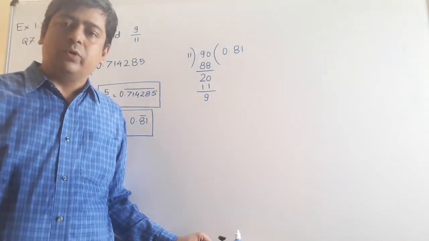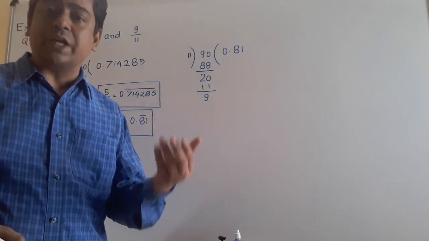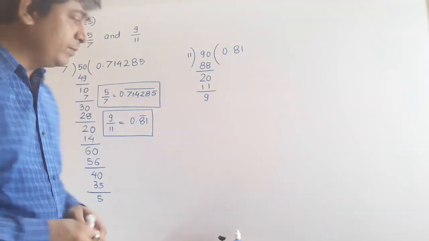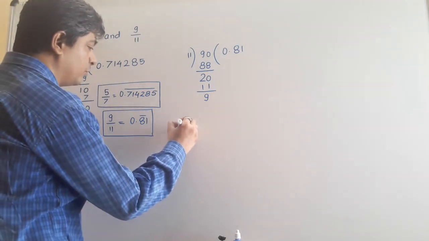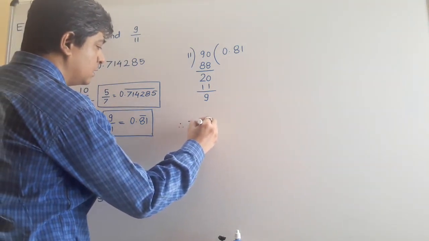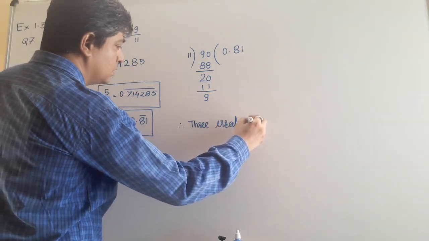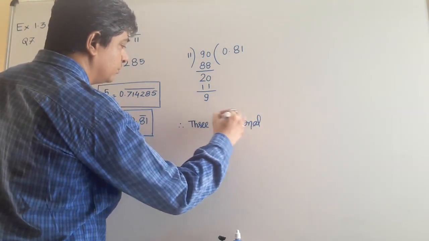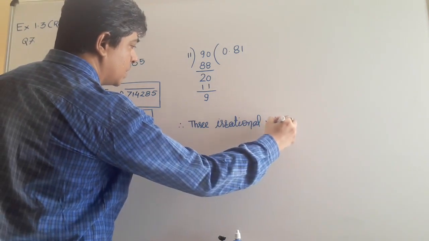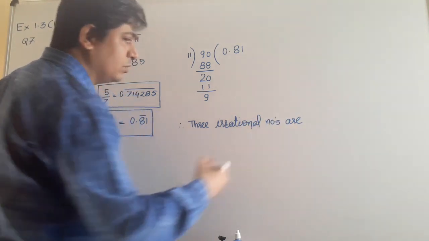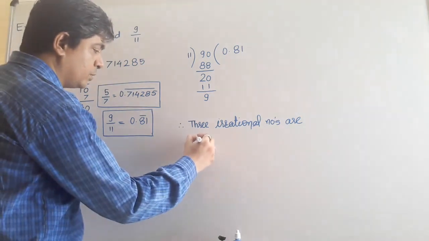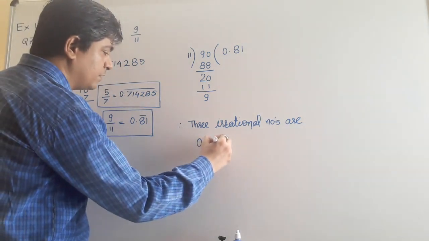Okay, so suppose I write down the three irrational numbers. How shall I write them down? Okay, so write down here, therefore, the three irrational numbers are, let us write down the first one. Okay, suppose I take 0.75.